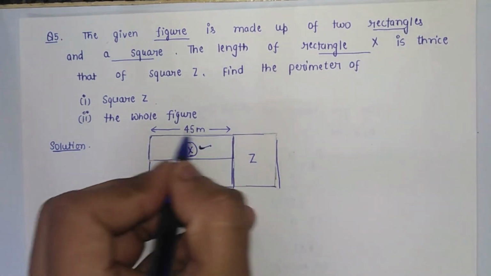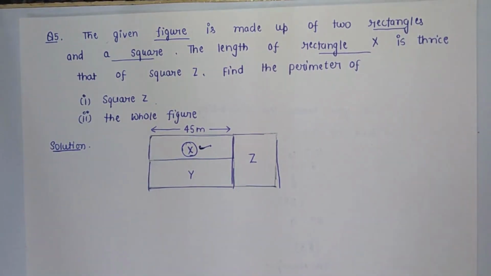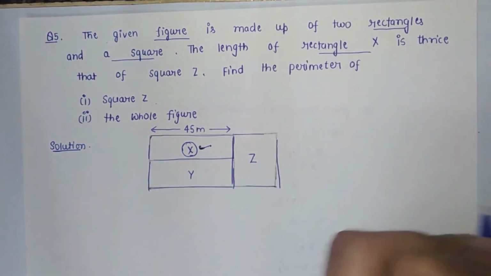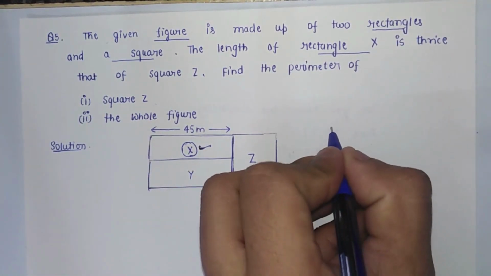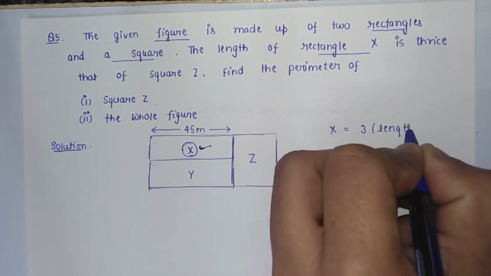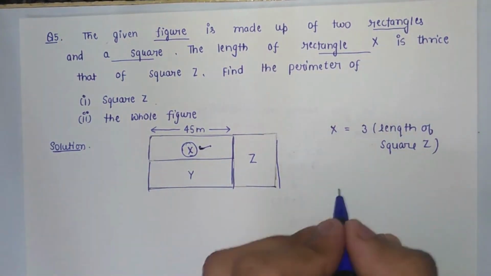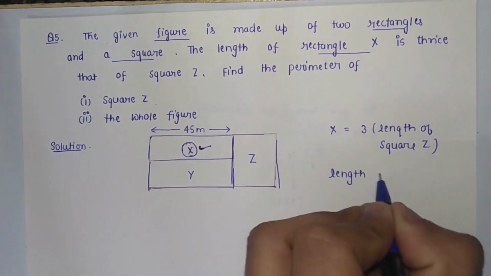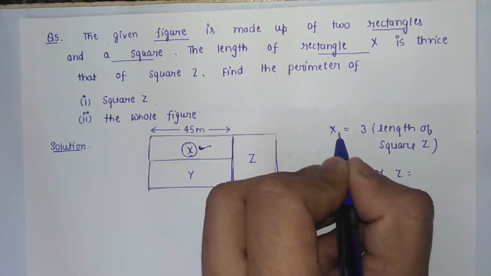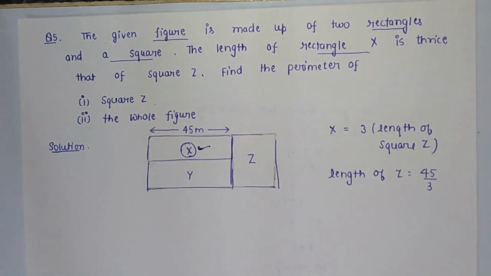Length of rectangle X, which is given as 45 meters, is thrice that of square Z. By thrice, it means 3 times. So we are saying that length of rectangle X is 3 times that of length of square Z. So how do we get the length of square Z? If we want to get the length of square Z, we have to divide the length of rectangle by 3, because it is given that length of rectangle is 3 times. So it's 1 by 3rd of the length of rectangle.